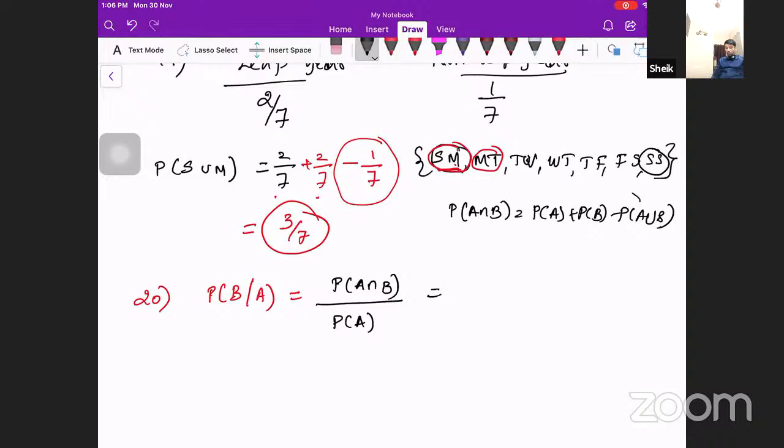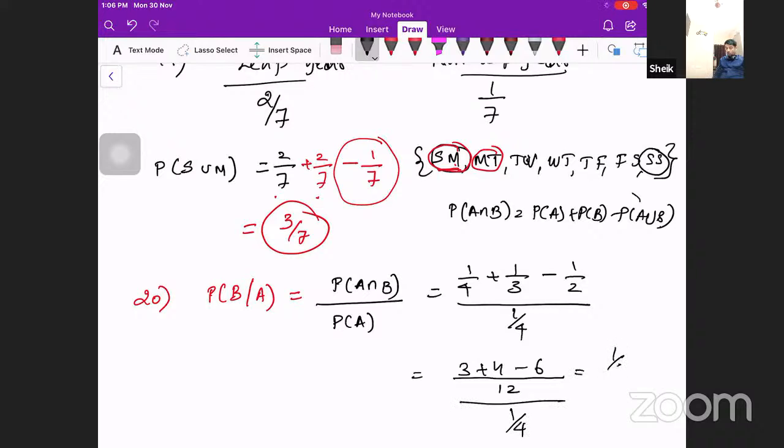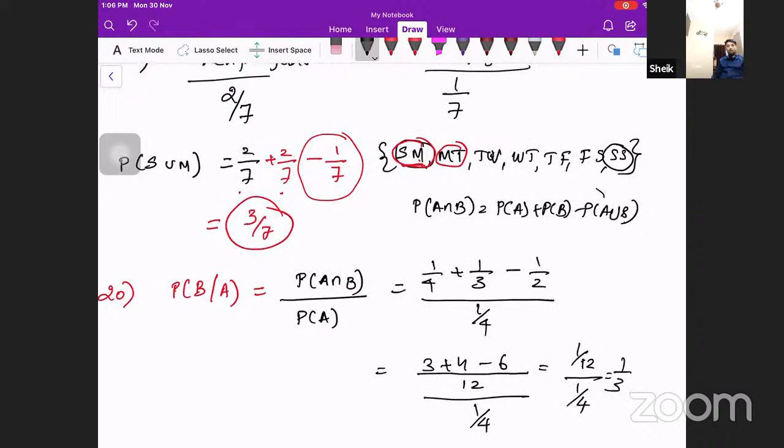So, what I can find out? P of A plus P of B minus P of A union B. P of A is 1 by 4 plus 1 by 3 minus P of A union B, which is 1 by 2, divided by P of A, which is 1 by 4. Now LCM is 12. So what you'll get? 3 plus 4 minus 6, which is nothing but 1 by 12, whole divided by 1 by 4. So 1 by 12 by 1 by 4. My answer is 1 by 3. Our answer is 1 by 3.